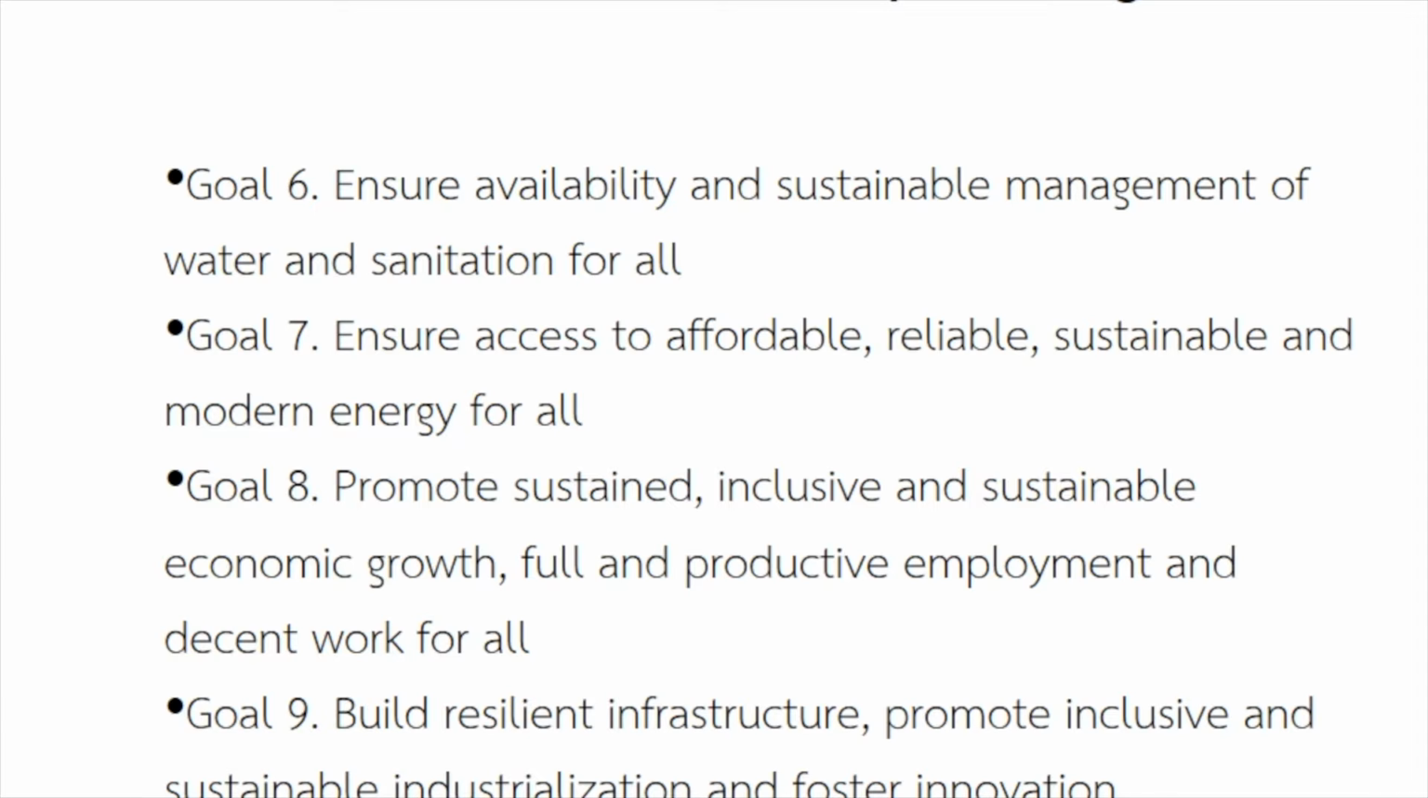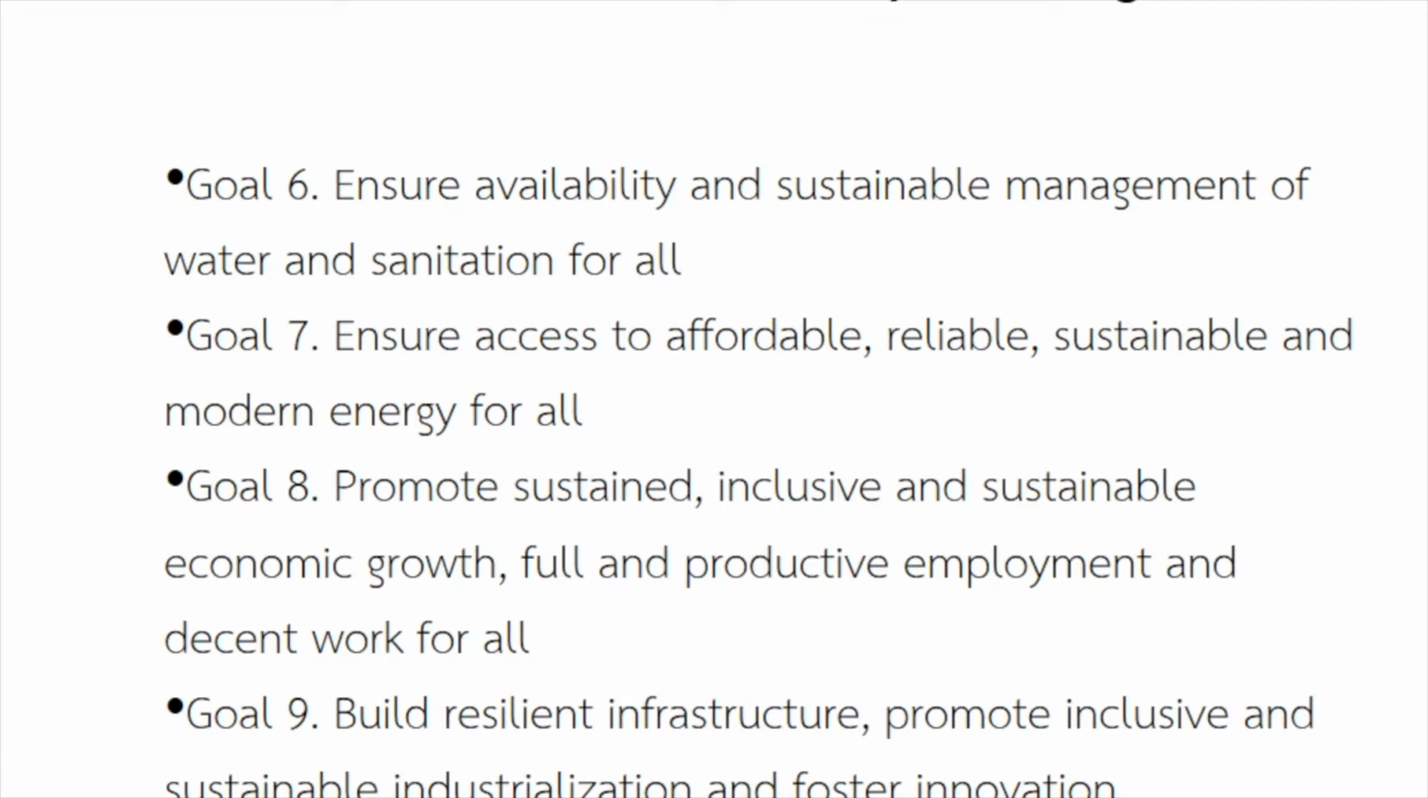Goal number 8 is to promote sustained, inclusive, and sustainable economic growth, full and productive employment, and decent work for all. This goal is quite interesting because, as you can see, the Sustainable Development Goals also acknowledge the importance of the economy for our societies, as they emphasize the need for having economic development and the need for providing enough employment opportunities for our populations.